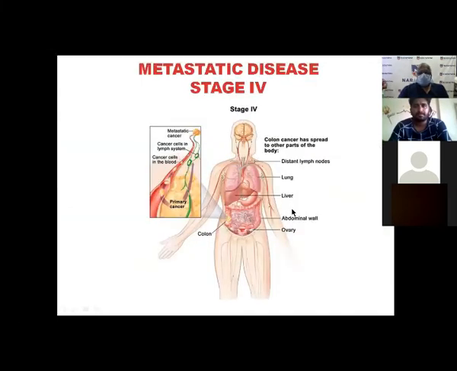Metastatic disease. The metastatic disease can be into the liver, into the distant lymph node, Virchow's node, or it can be into the lung, the brain, the abdominal wall, the ovary, or it can even be over the bone.